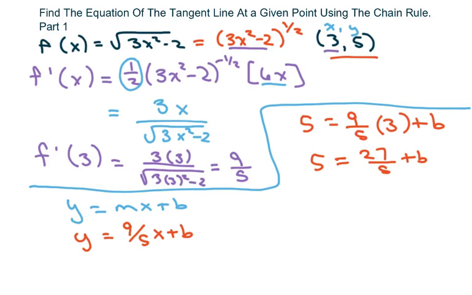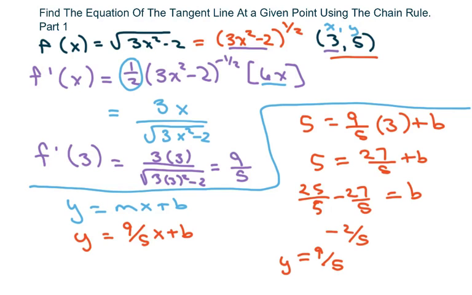And therefore b is going to be 25/5 minus 27/5. That's negative 2/5. So your equation is going to be y equals 9/5 x minus 2/5.